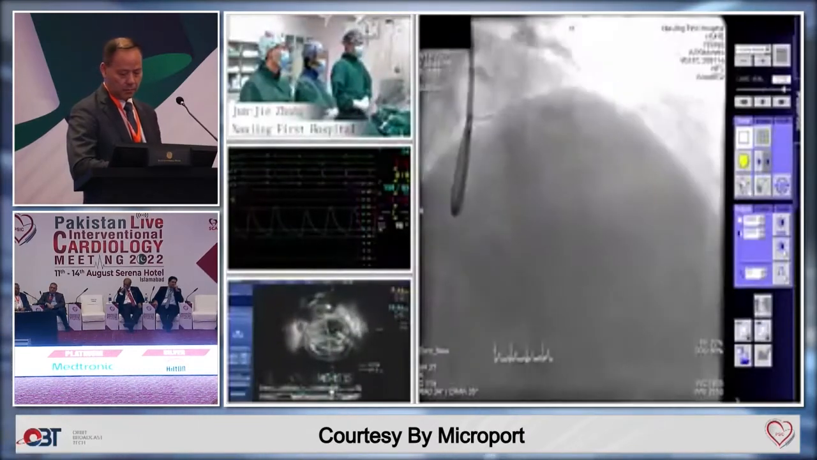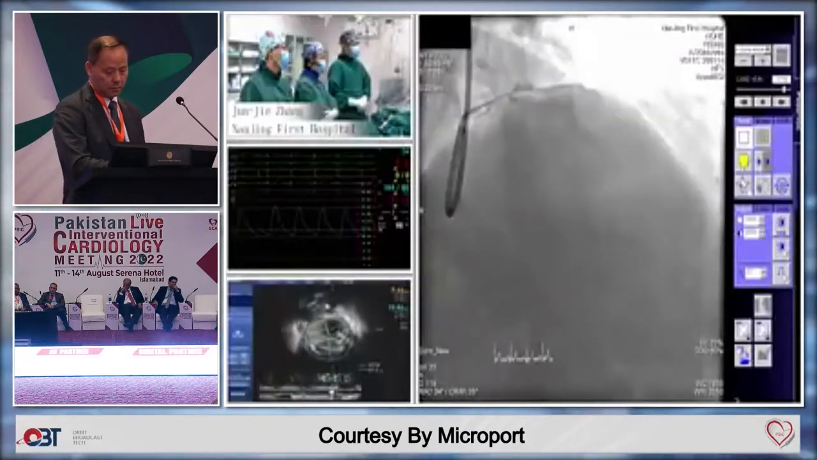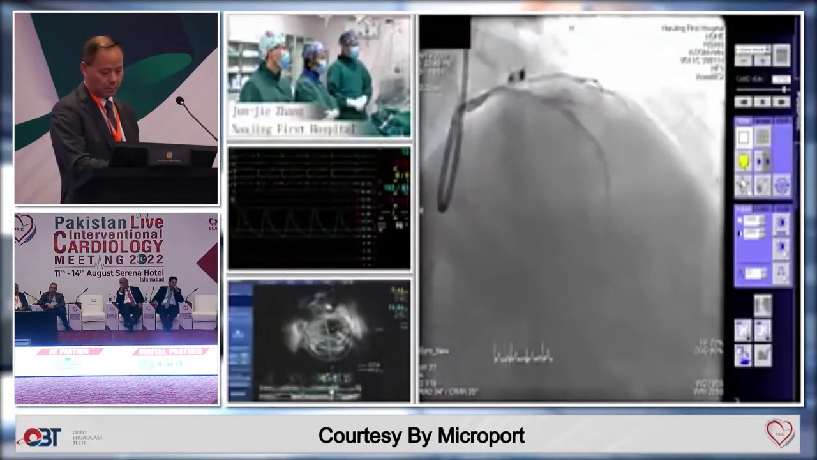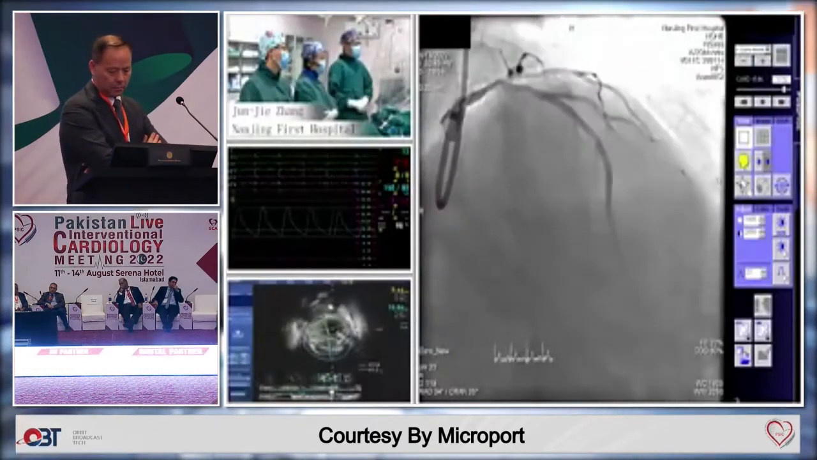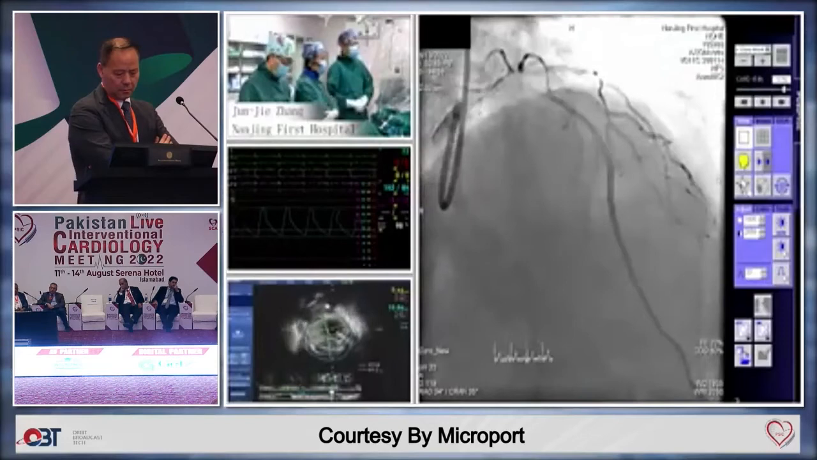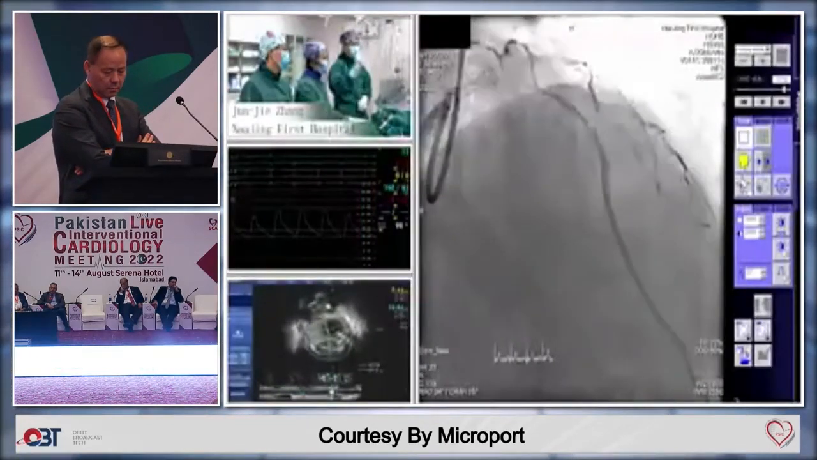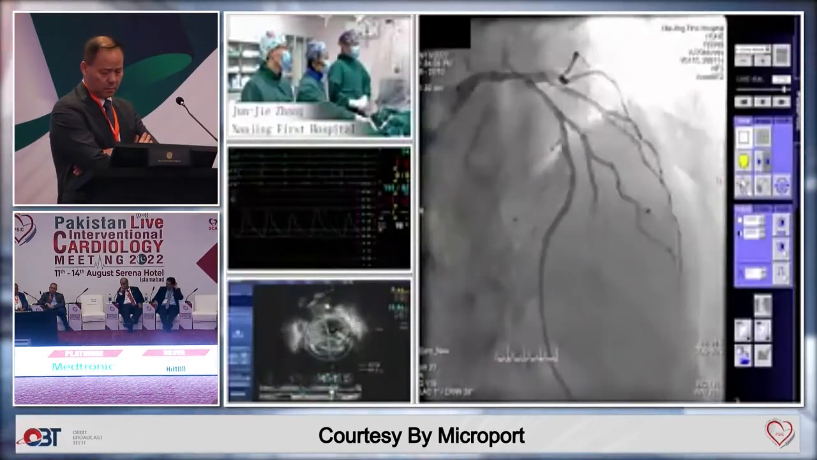Next. This is the RAO cranial view. You can see clearly from the distal LAD to the proximal and the middle LAD. Actually, from the angio, it's a long diffuse lesion from the left main to the middle LAD. And also the very big diagonal, the ostial diagonal is normal. Next. This is an AP cranial view.